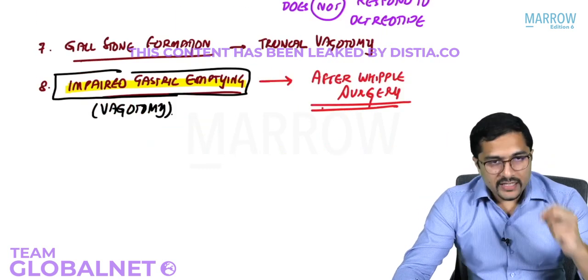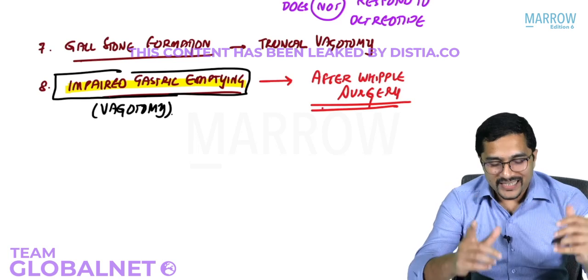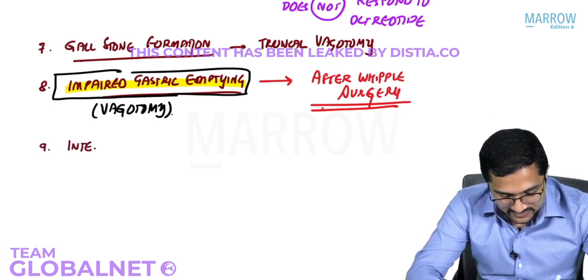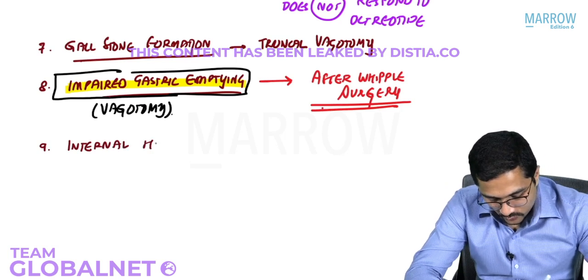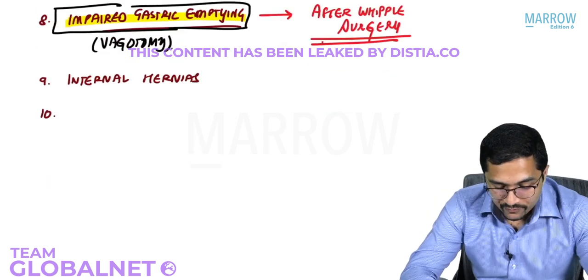Now, two very, very important complications. That's why I've left them right till the end. Before I tell you about those two, one which I've already told you about are internal hernias, Petersen's and mesocolic defects. So those I've already told you, internal hernias. Now the last two have been asked most frequently in the exam.